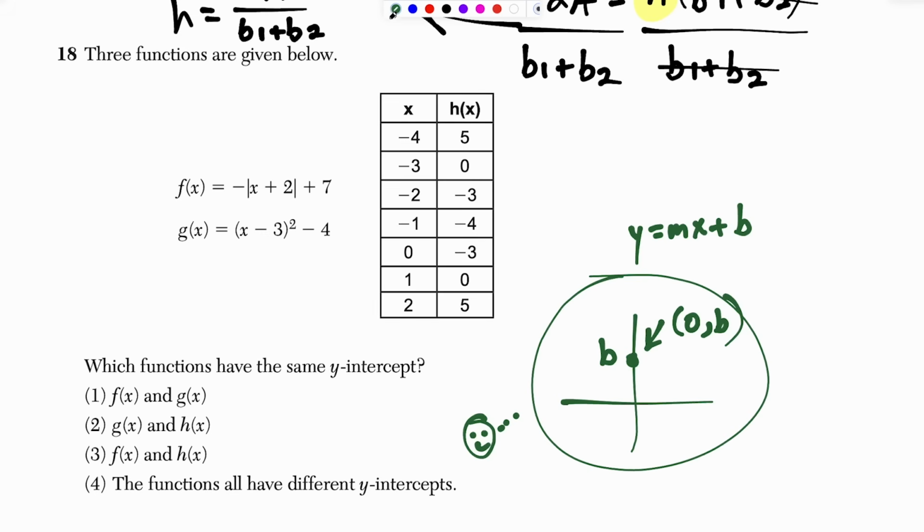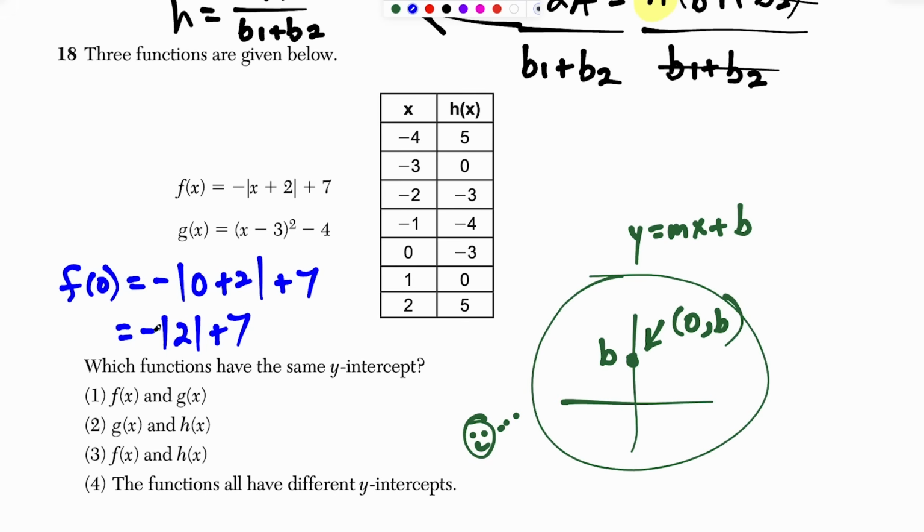So if I want to find the y-intercept, I just plug in x equals 0 for all of these. Let's say I do this by hand. I'm going to write f of 0. So I plug in x equals 0, and I get negative absolute value of 0 plus 2, close the absolute value, then plus 7. Absolute value of 0 plus 2 is 2, and the negative is on the outside of the absolute value, so think of this as negative 1 times the absolute value of 2, which is 2. That gives us negative 2 plus 7, which is equal to 5. So the y-intercept for f of x is 5.